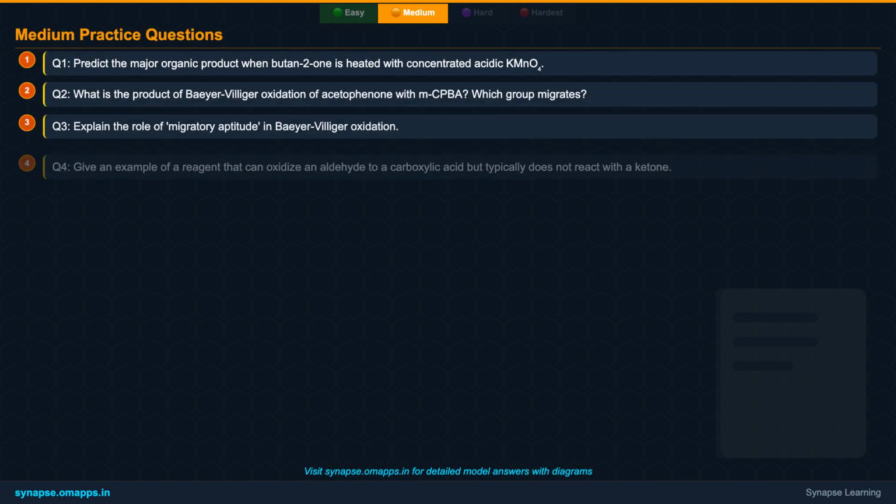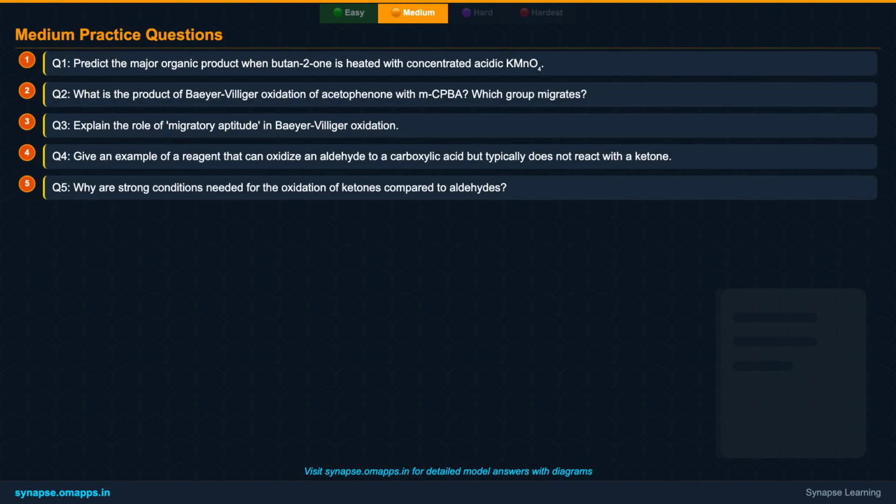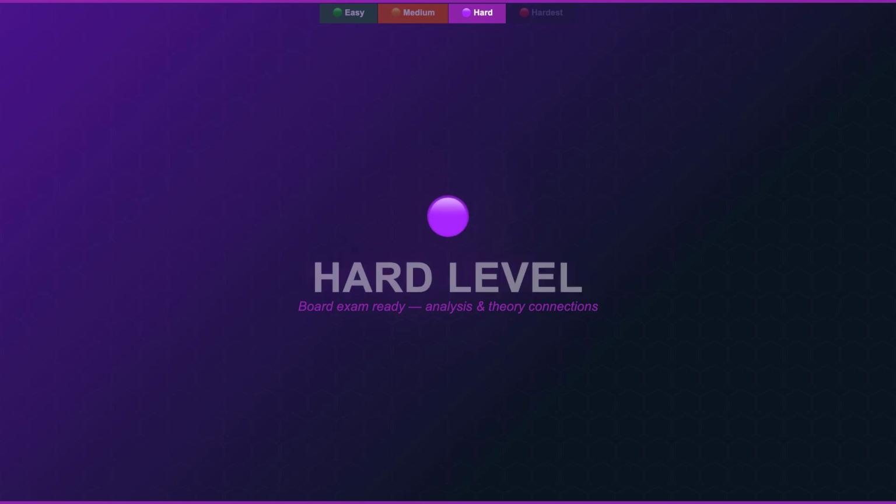Alright, let's put your medium-level knowledge to the test. These 5 questions will challenge your understanding of Popoff's rule, Baeyer-Villiger oxidation, and the different reagents. Take your time, analyze the reactions, and predict the products. Ready to tackle some more complex scenarios?